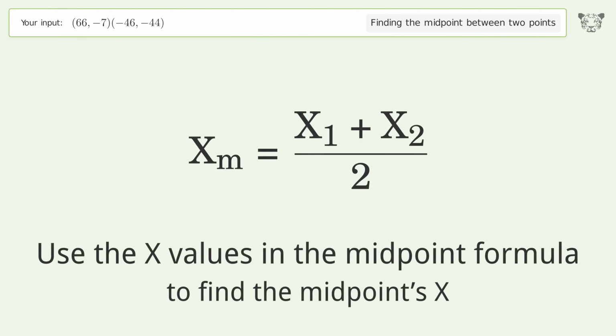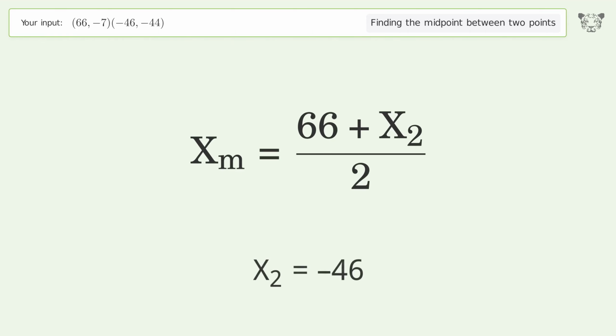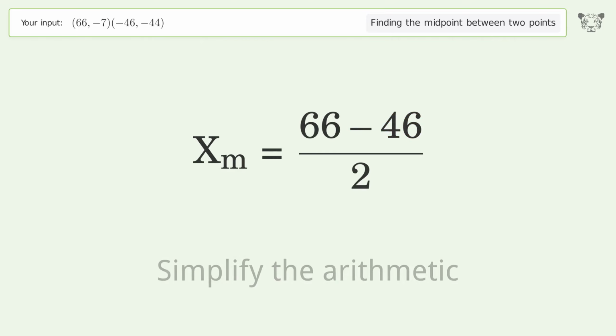Use the x values in the midpoint formula to find the midpoint's x. x1 equals 66. x2 equals negative 46. Simplify the arithmetic.